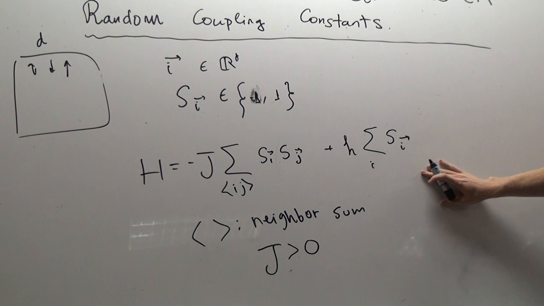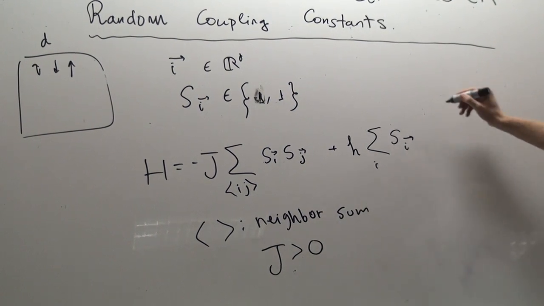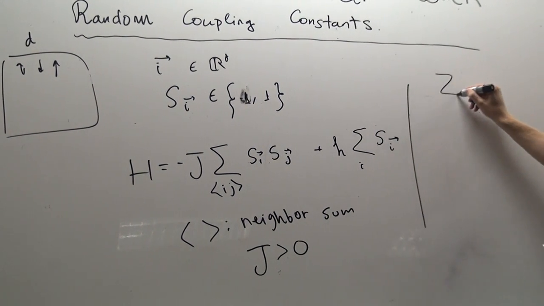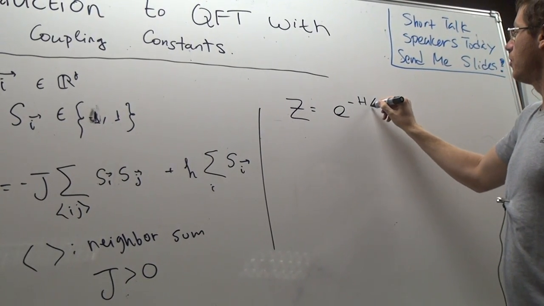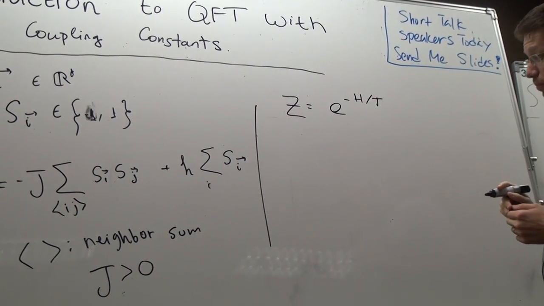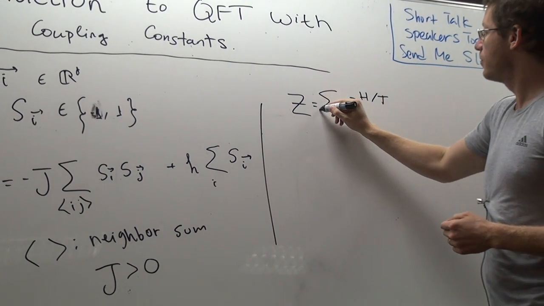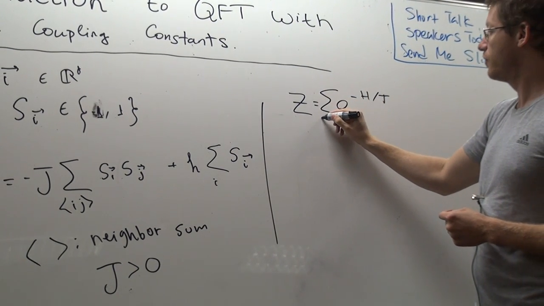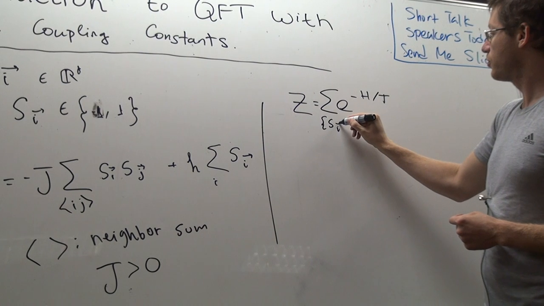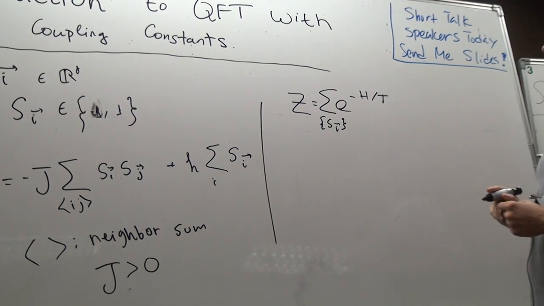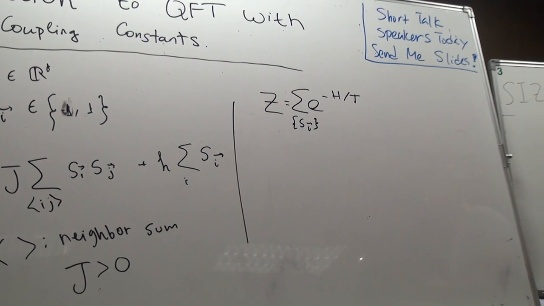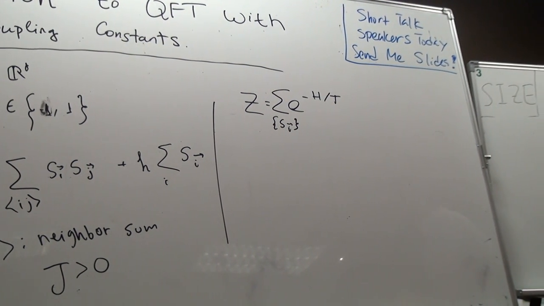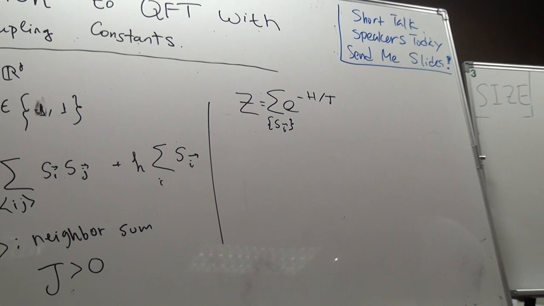So now we consider the partition function, which is the sum of e to the minus H over T, where T is the temperature, and we of course sum over all the possible spin configurations. That provides us with the partition function of the theory, from which all the thermodynamic quantities can be derived, as you all very well know.